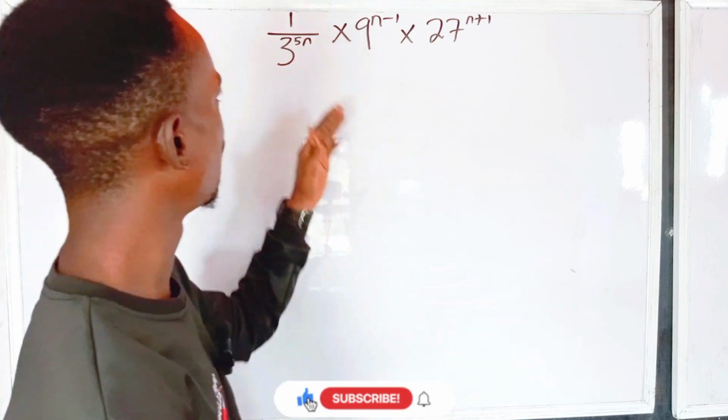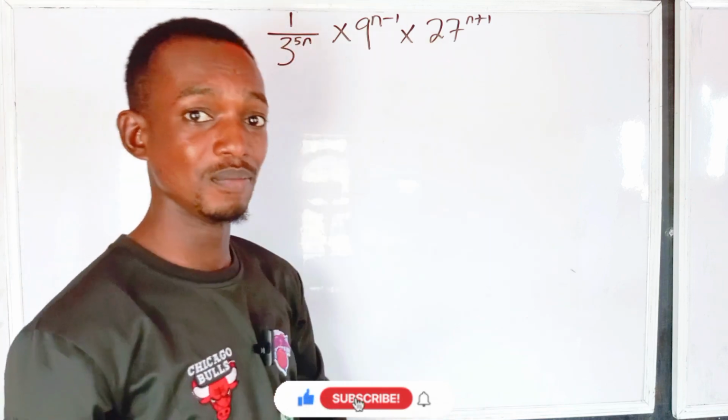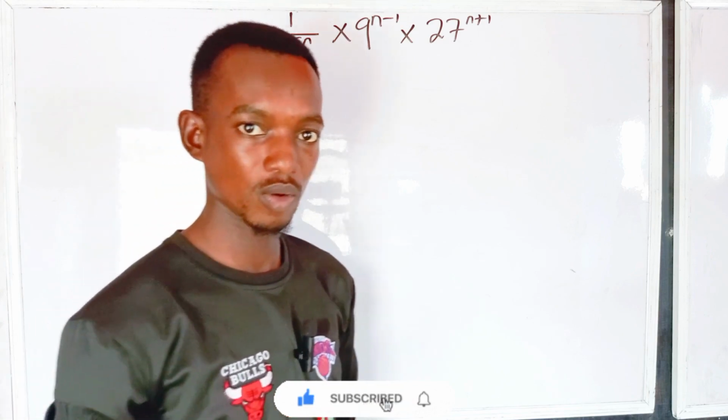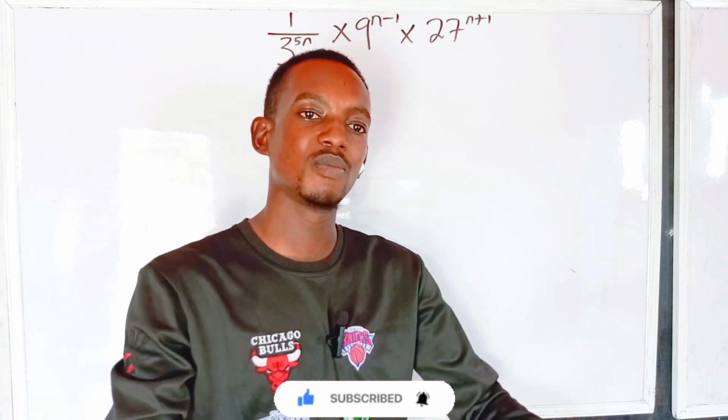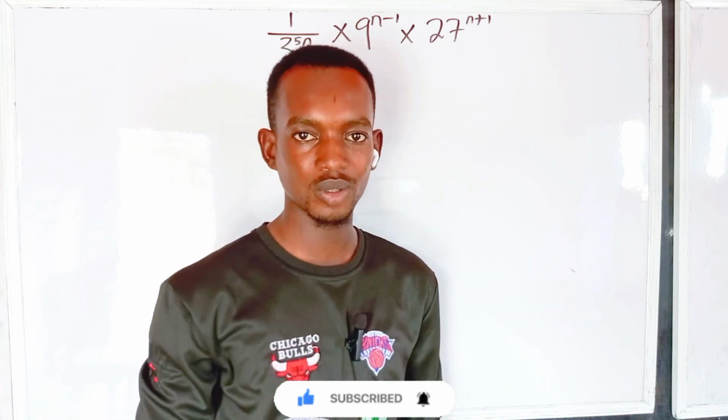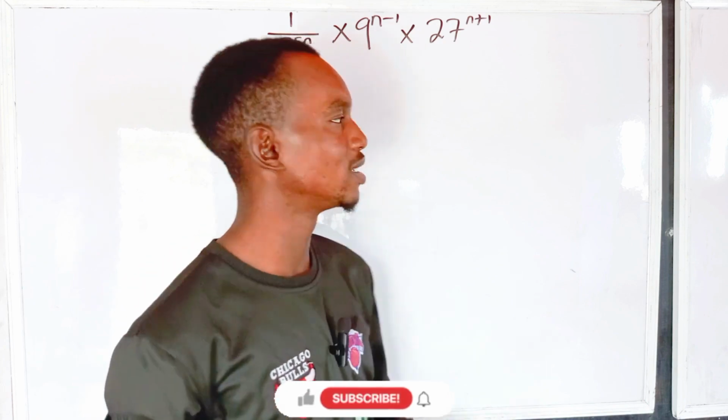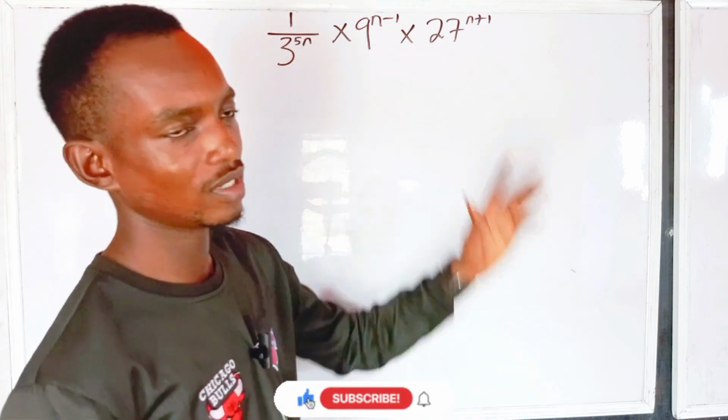don't forget that for us to multiply them, they must have the same base. It's a fundamental law, okay? They must have the same base. When they have the same base, then we can apply those multiplicative law and division law and all that. So now the big question is, how can we make them have the same base?